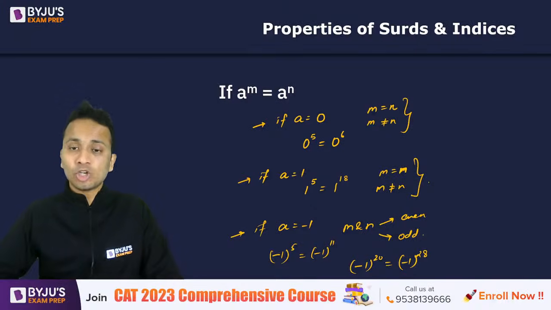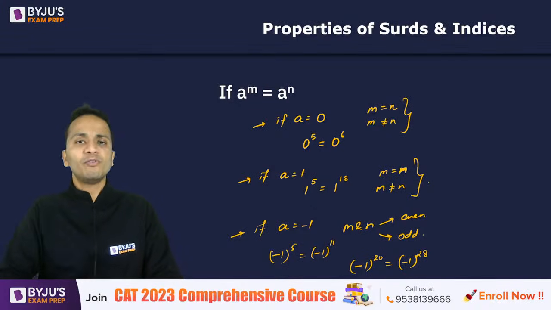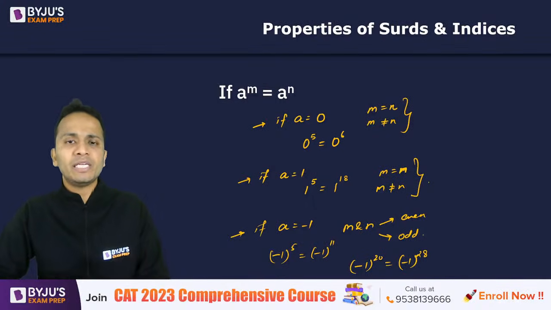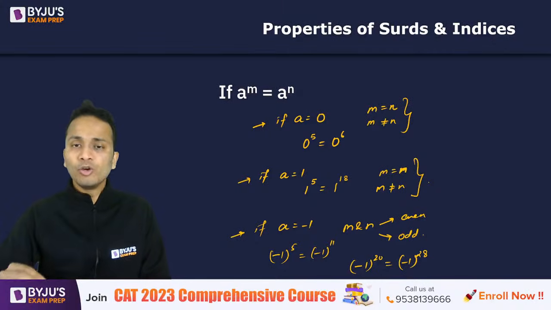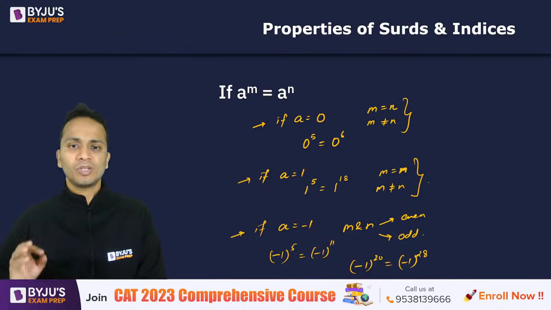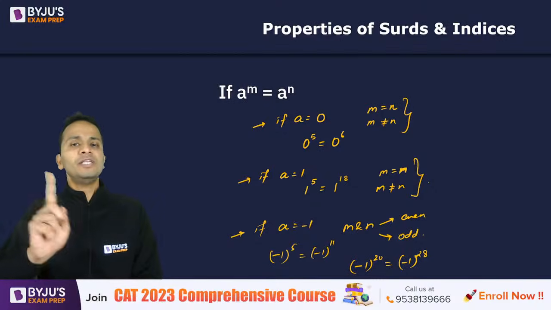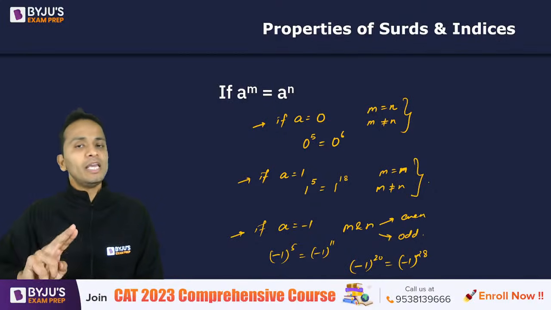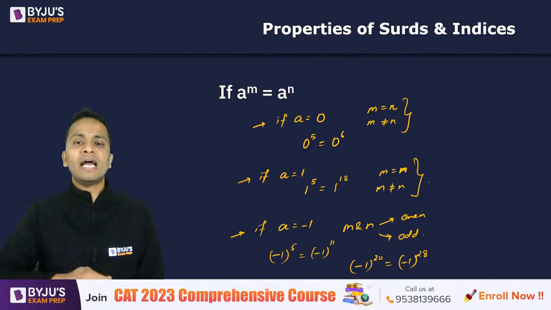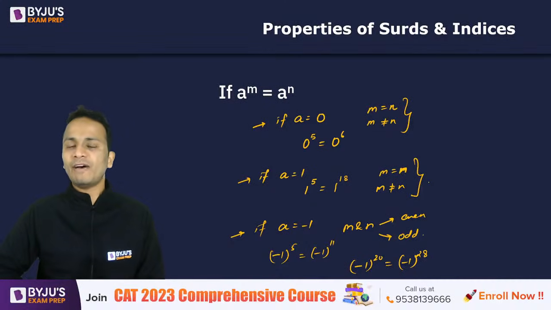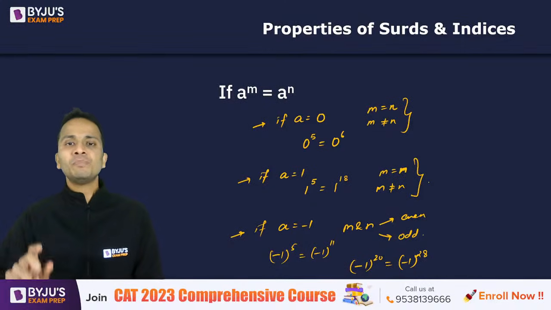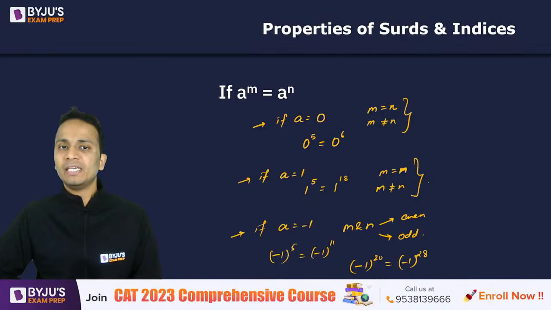This is a very basic topic. This topic will be helpful for any management entrance examinations where you will find quantitative ability. All right, so there are three exceptions: A equal to 0, A equal to 1, and A equal to minus 1. Depending upon the value of A, the relation between M and N can be established.